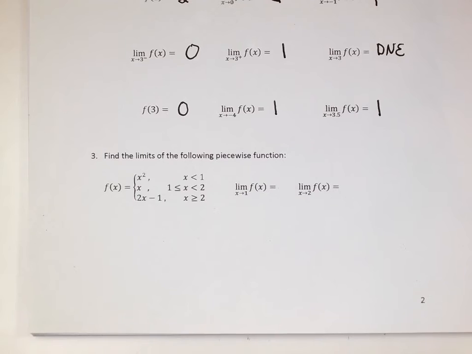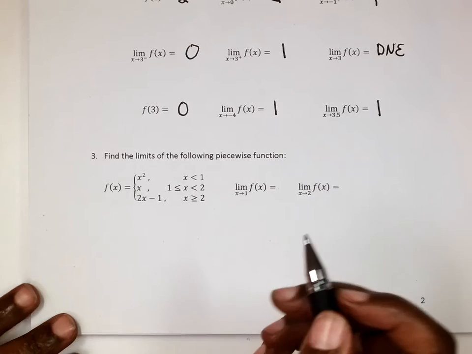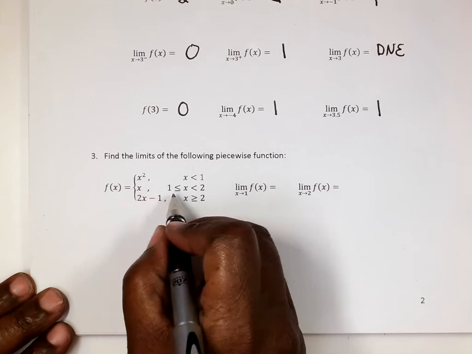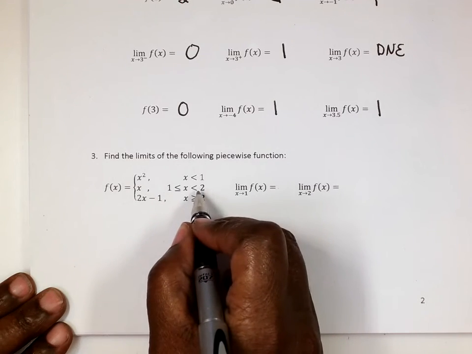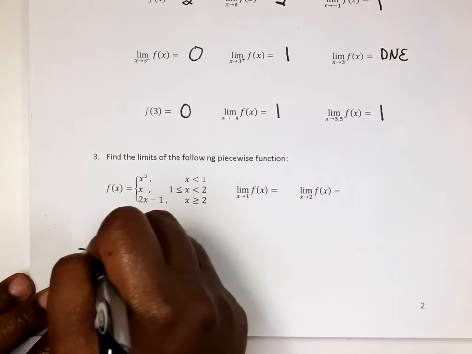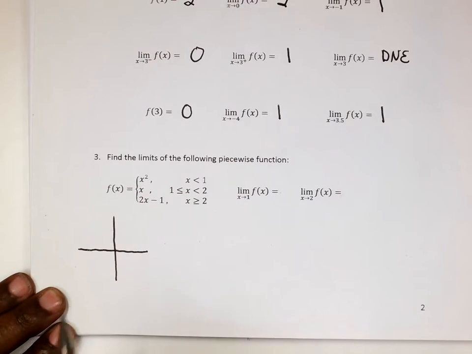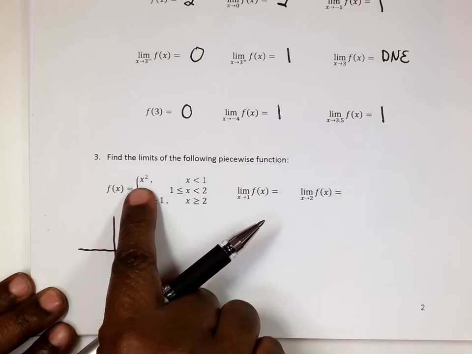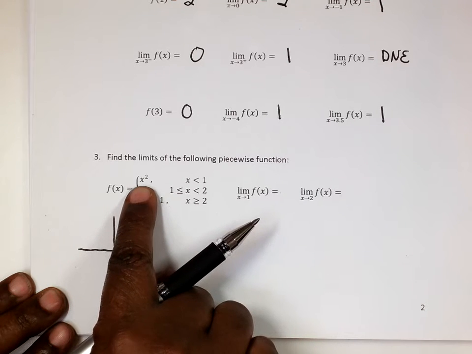Now we want to find the limits of the following piecewise function. So because it's not drawn for us, first thing I'm going to do is draw it out and see what we get. So f of x is x squared when it's less than 1. I want to start with that. So it's a parabola sitting right on the vertex, is right on the origin. It's facing up.